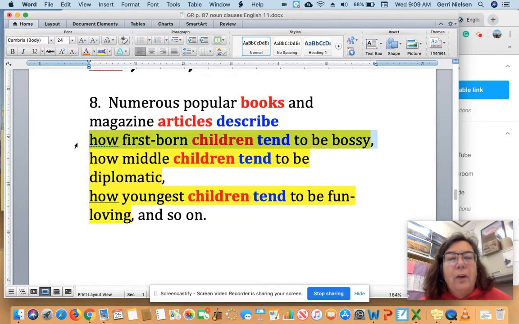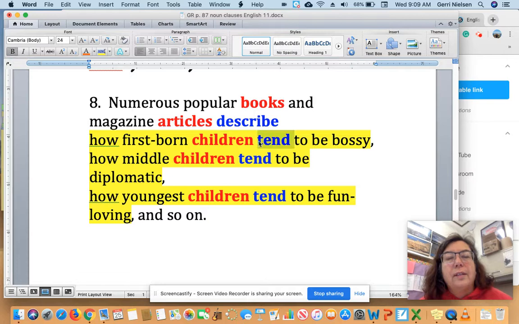We have 3 noun clauses. The first one's right there. How firstborn children tend to be bossy. How middle children tend to be diplomatic. And the third one right here. How youngest children tend to be fun-loving, and so on. Don't really need so and so on. That's just kind of like a little extra phrase at the end there.